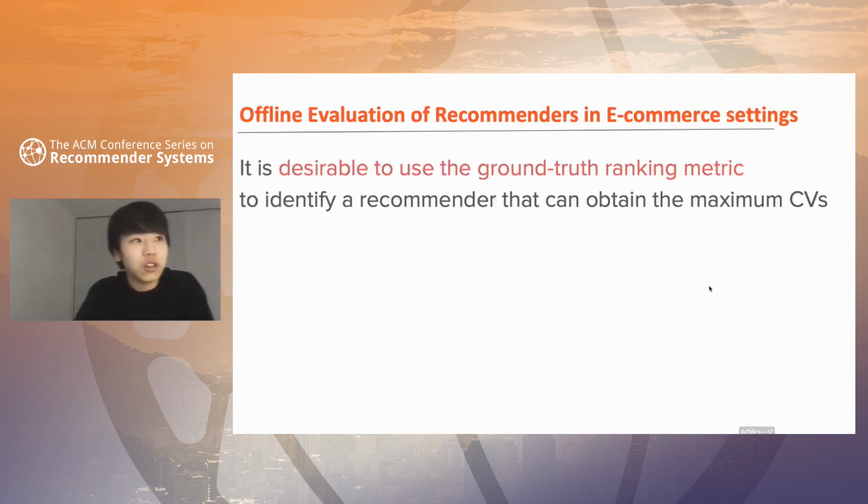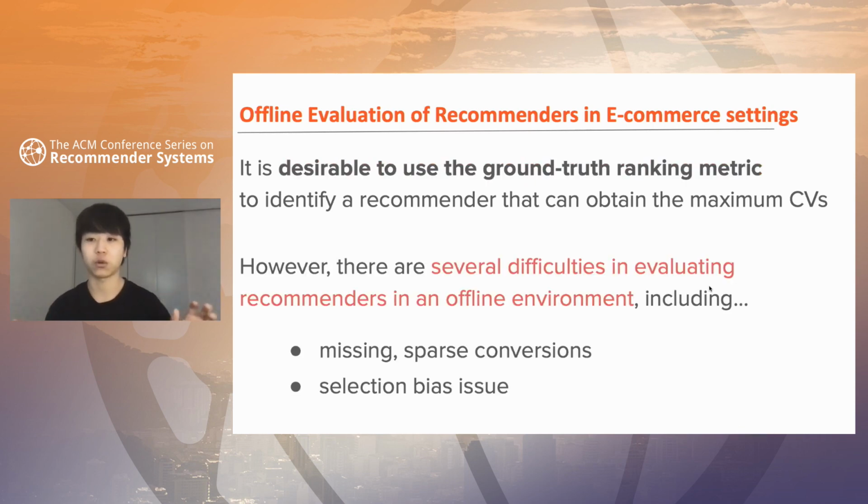But the important point here is that it is desirable, or ideal, to use the ground truth ranking metric directly to identify the best recommender among many candidates, or to do model evaluation. But calculating the ground truth ranking measure directly is actually impossible, unfortunately, because there are several challenging difficulties in the offline evaluation of recommender systems, including missing sparse conversions and the selection bias issue.